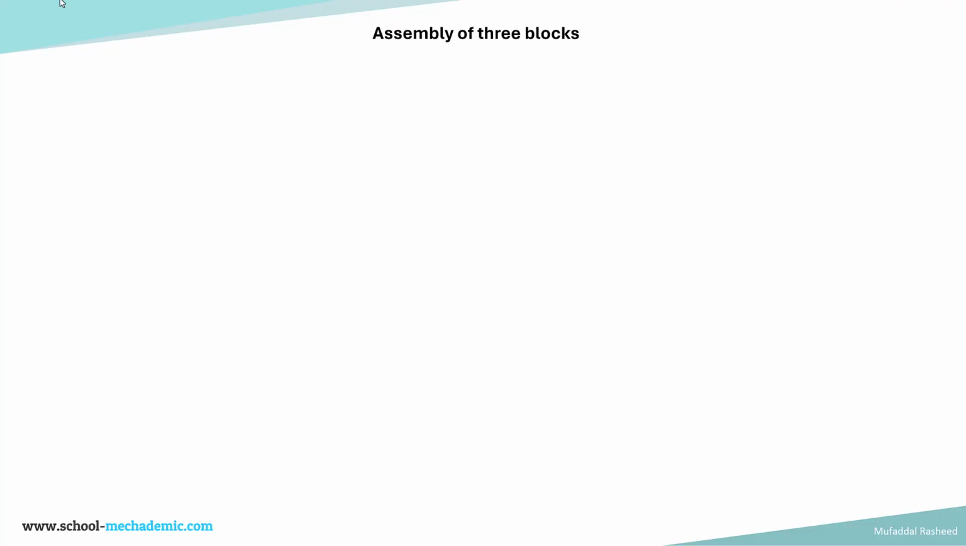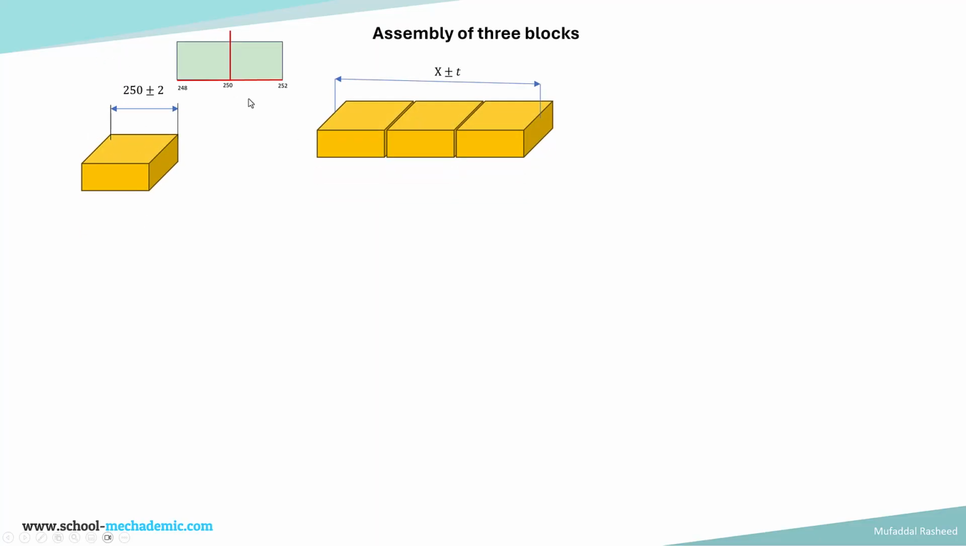Now let us consider an assembly of 3 blocks with the same dimension. So the same block is piled up 3 times. What will be the distribution for this specification? Let's find that out. So for that, we need to generate 3000 random numbers.